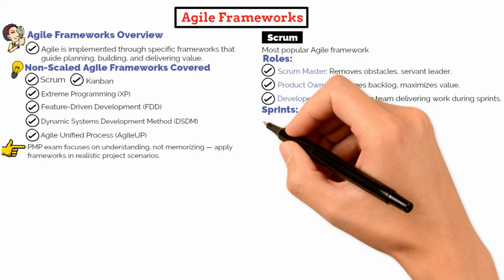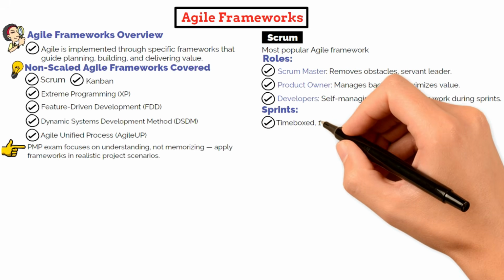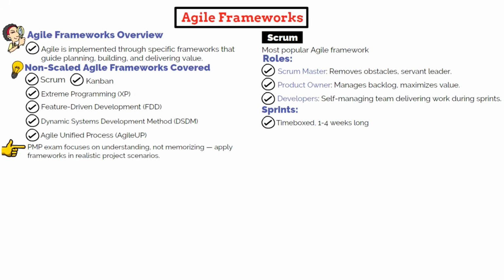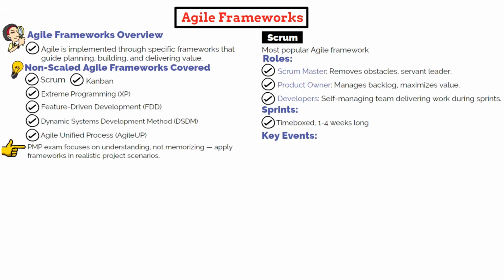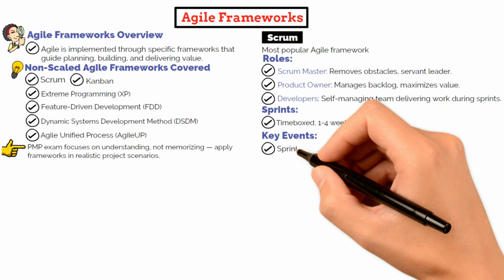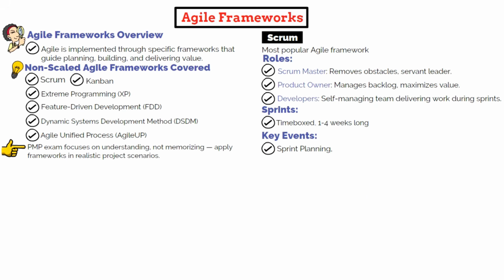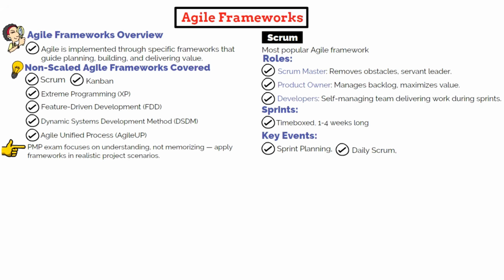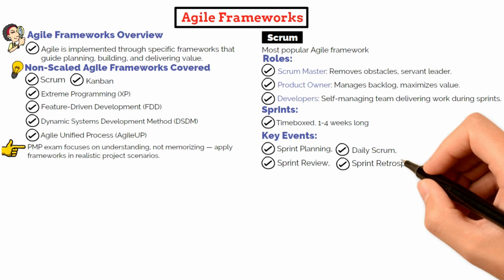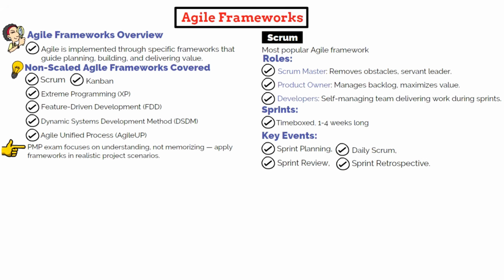Scrum uses fixed-length time-box sprints, typically ranging from 1 to 4 weeks long, where teams deliver a usable product increment. Key Scrum events include sprint planning to define the goal and select backlog items, daily Scrum or stand-up for team coordination, sprint review to gather feedback, and sprint retrospective to reflect and improve the process.